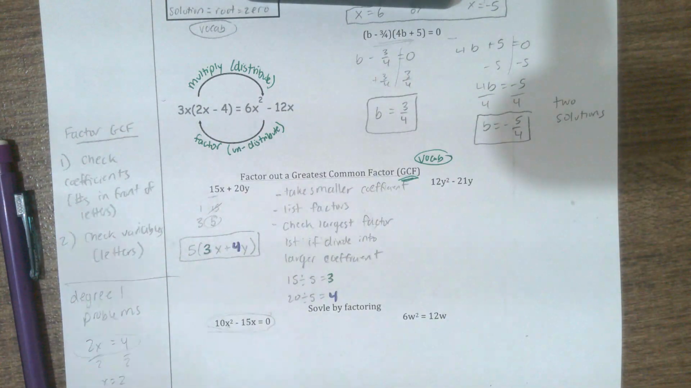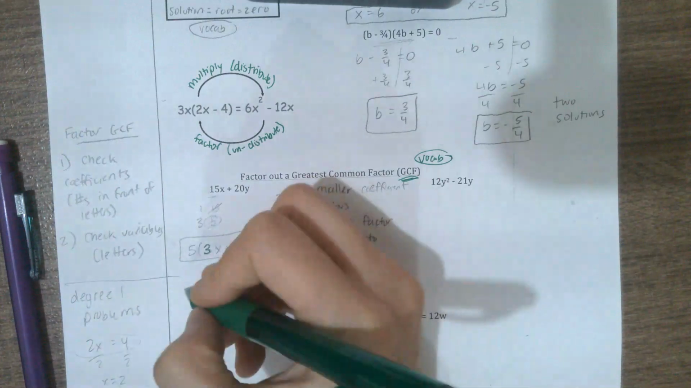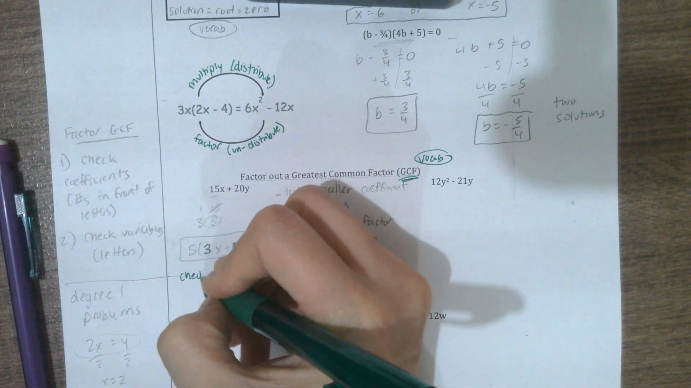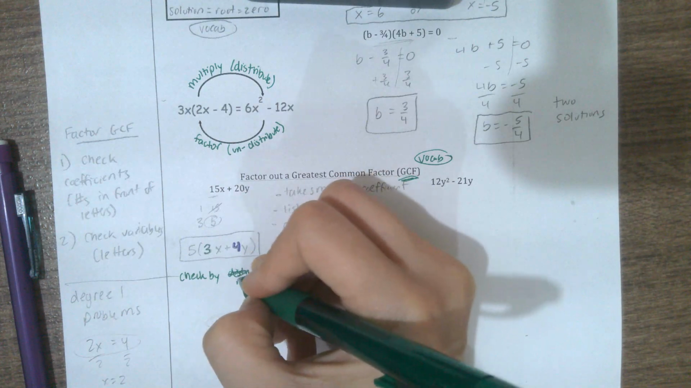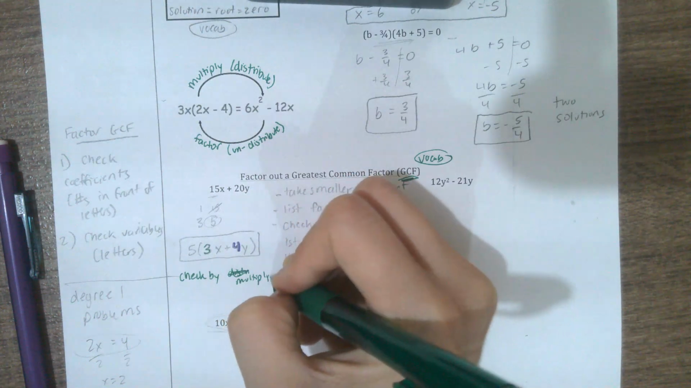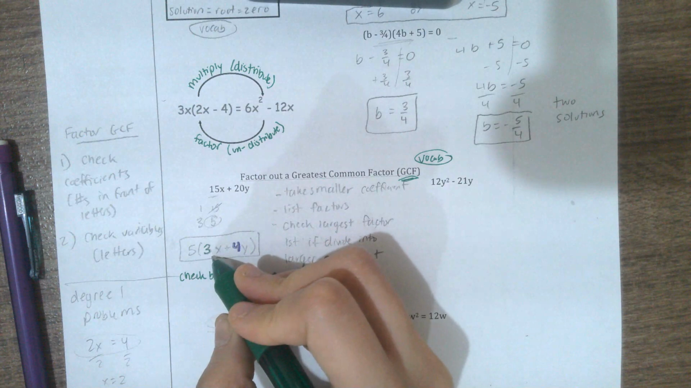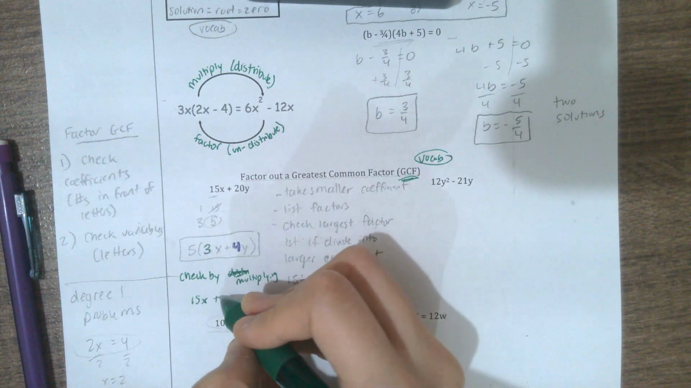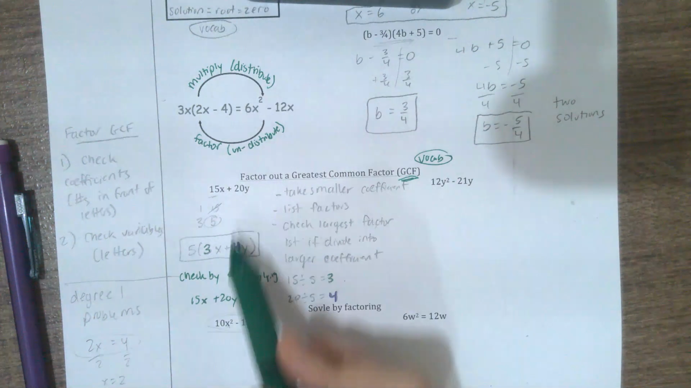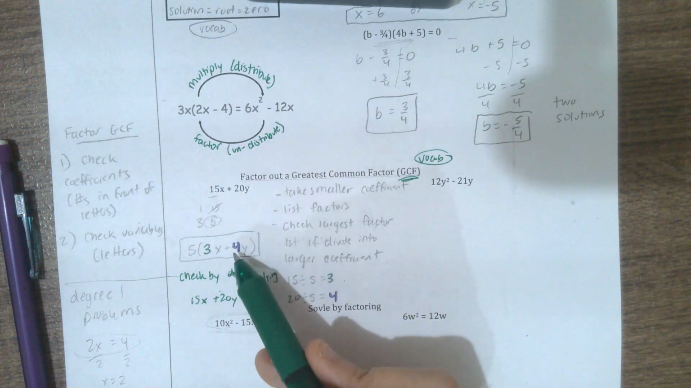And you can always check your answer. The way to check would be to do the opposite. It would be to multiply, right? So check by multiplying. So 5 times 3x is 15x. 5 times 4y is 20y. And we can see that it's the same. So we know that we did it correctly.